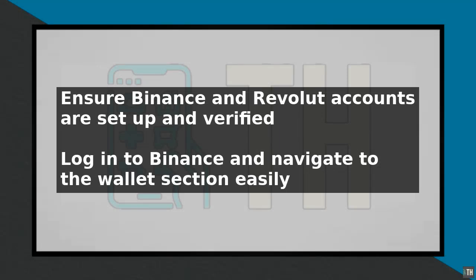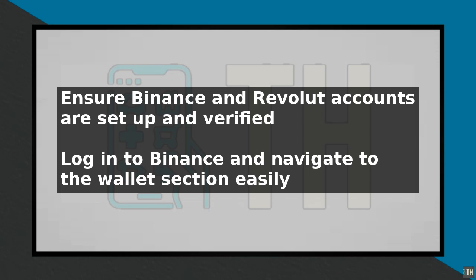Transferring Bitcoin from Binance to Revolut is a straightforward process that can be completed in a few simple steps. To begin, ensure you have a Binance account and a Revolut account, both of which are set up and verified. First, log into your Binance account and navigate to the Wallet section, where you can view your available balances.